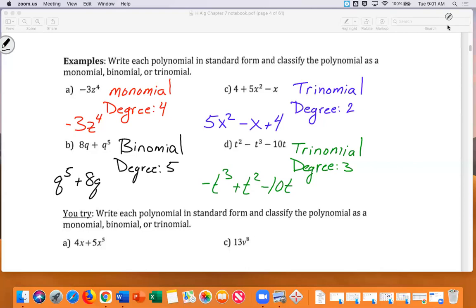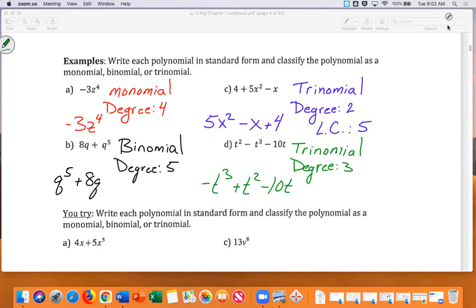Now, the reason why I saved the leading coefficient for last is this. Once you've established the terms and the degree, and written it in standard form, the leading coefficient is very simple. Bianca, what number in C is out in front? 5. 5 is my leading coefficient. It is the number that is in front of my largest degree.